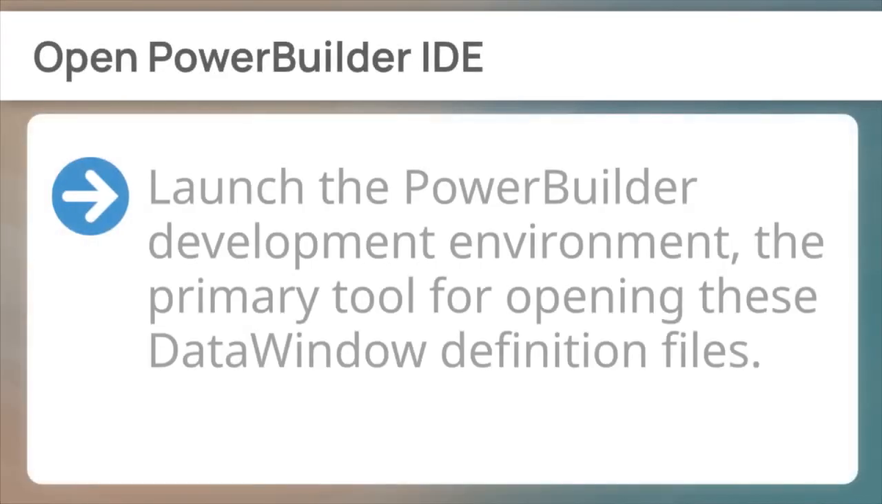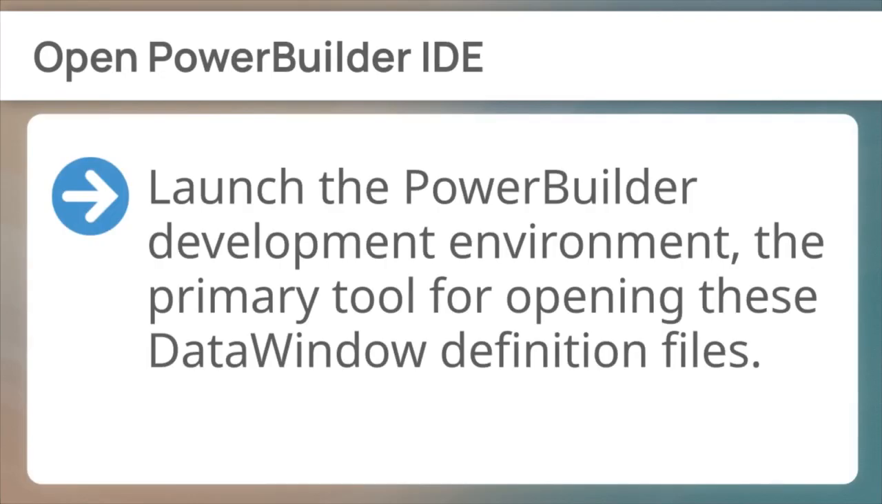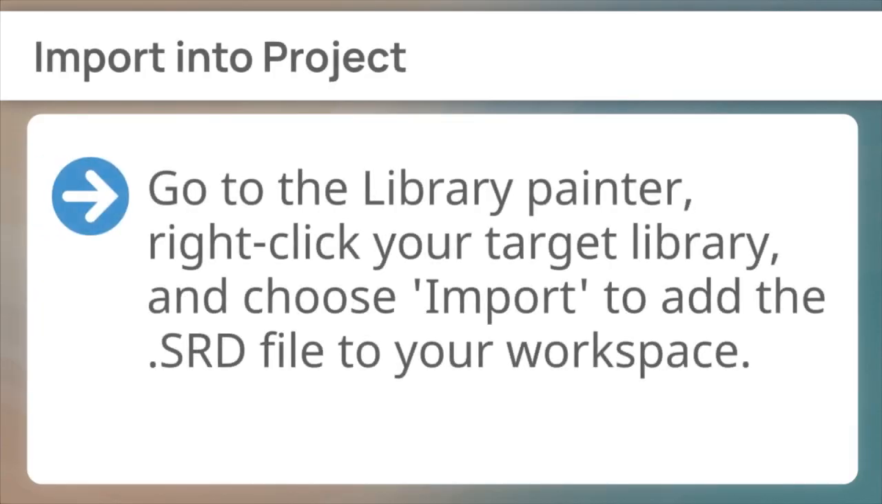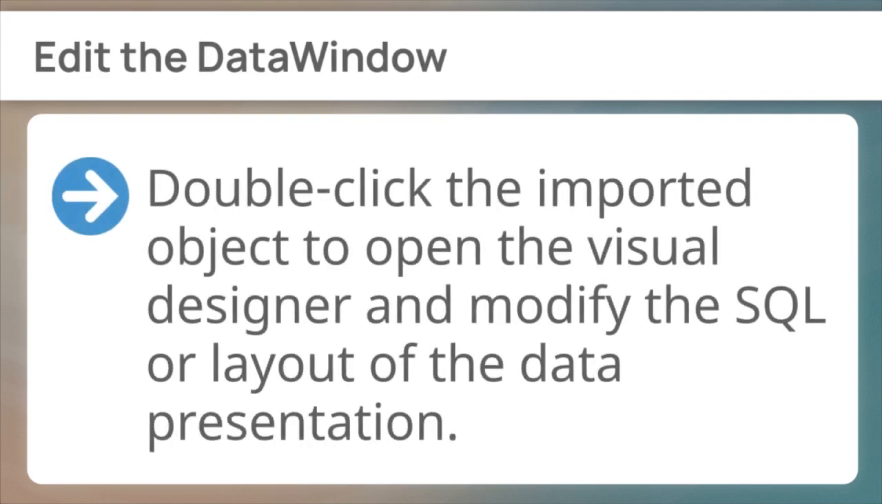First, open PowerBuilder IDE. Launch the PowerBuilder development environment, the primary tool for opening these data window definition files. Next, import into project. Go to the Library Painter, right-click your target library, and choose Import to add the SRD file to your workspace. Finally, edit the data window. Double-click the imported object to open the Visual Designer and modify the SQL or layout of the data presentation.